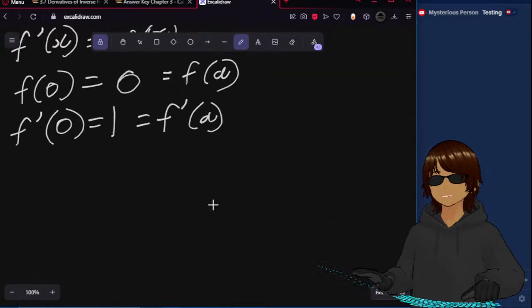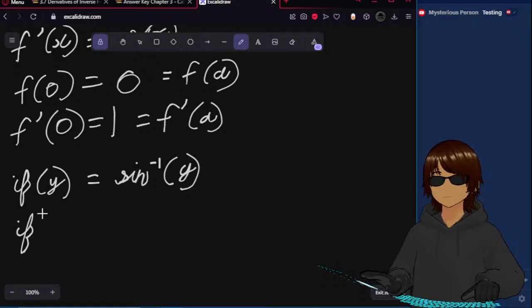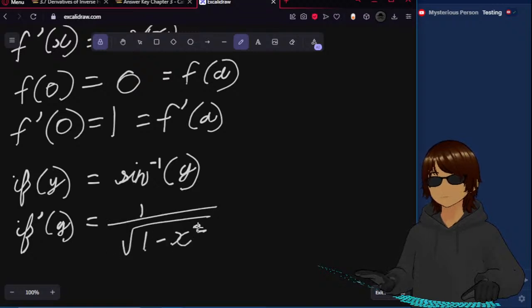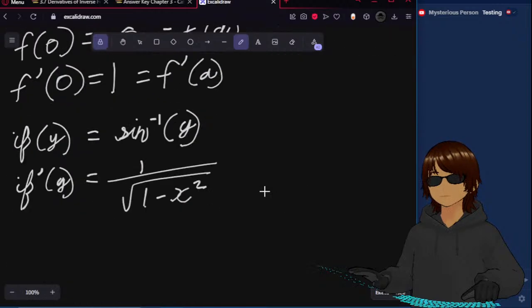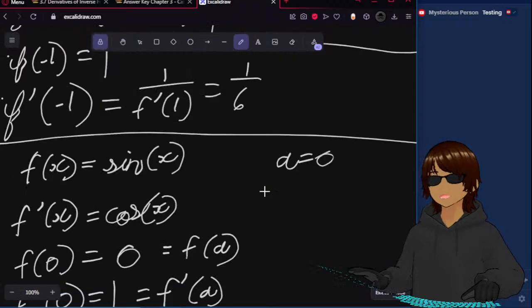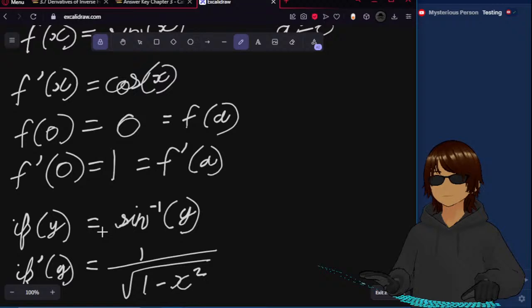Now the inverse, which is basically arcsine. And the derivative of the inverse, which is basically 1 over, and then what? You have to find it at f of a is 0.